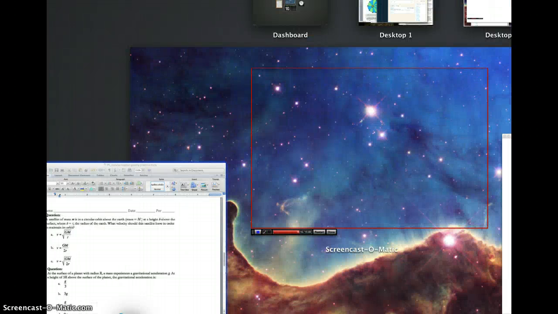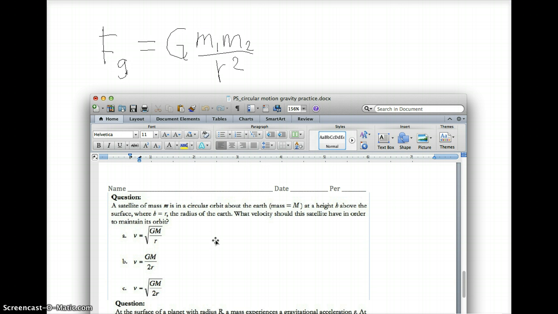Okay, the next question asks, a satellite of mass m is in circular orbit about the Earth, which has a mass of capital M, at a height h above the surface, where h is just the same as the radius of the Earth. What velocity should this satellite have in order to maintain its orbit?